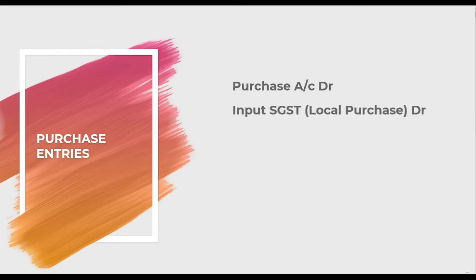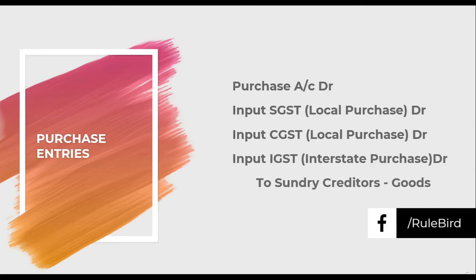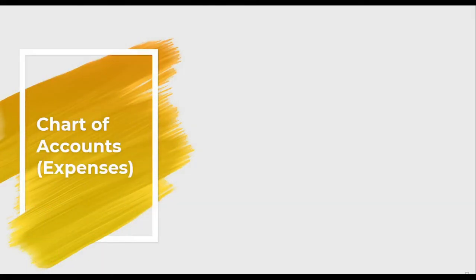So first will be our purchase entries. In that you can debit the purchase account. Here you can debit the input SGST for local purchase, input CGST for local purchase, and if you are purchasing from interstate, you can debit the input IGST account, and your sundry creditor for goods will be on the credit side.